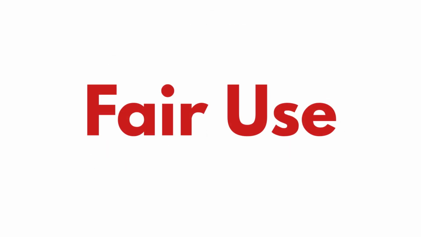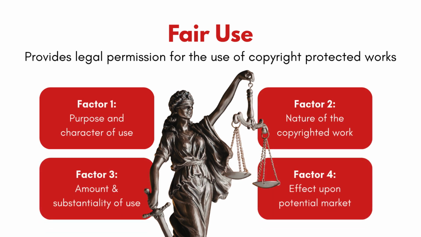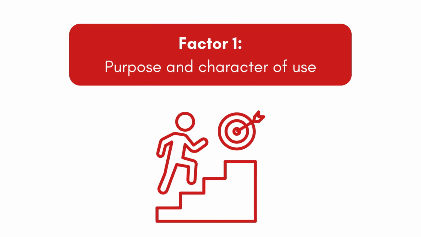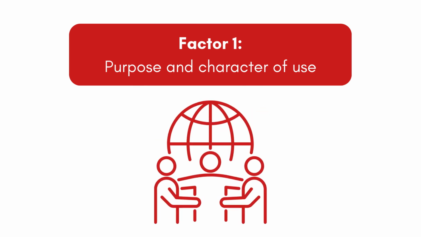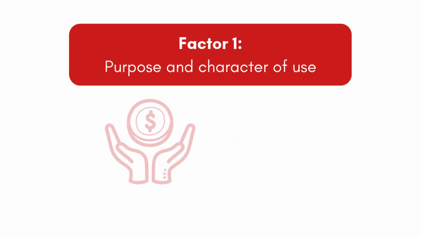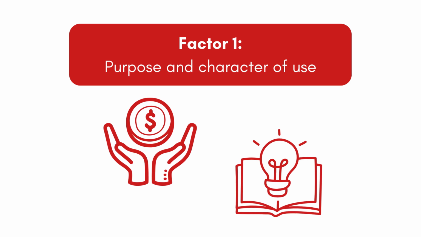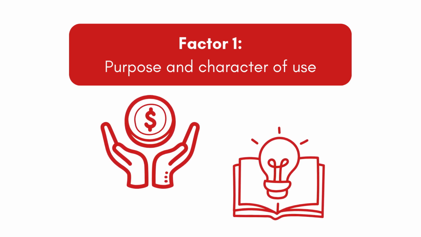Fair use essentially provides legal permission for the use of a copyright-protected work in cases that meet the criteria of 4 factors. Factor 1 is the purpose and character of the use. In general, fair use is easier to prove in cases where the use is to the benefit of society. For example, the use of materials in non-profit and scholarly or educational contexts tend to be favored over those used for commercial or entertainment purposes.